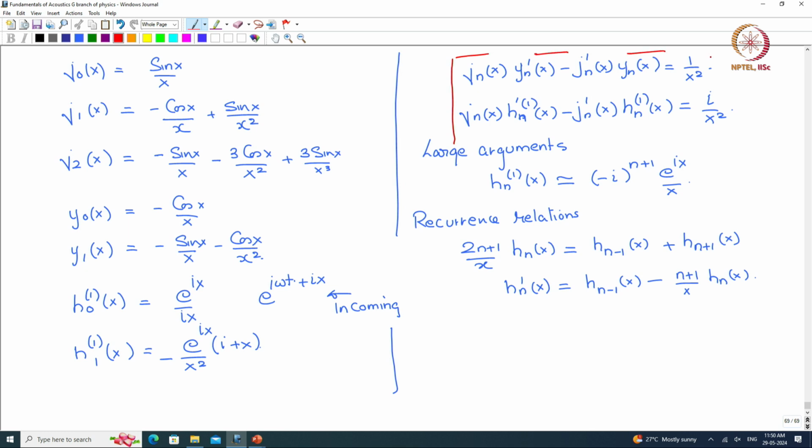As I said, at the next class or so, I will collect all of them so that it is easy for us. So, I will stop this lecture here, and we start by looking at solutions to some simple problems in acoustics in exterior sound fields.